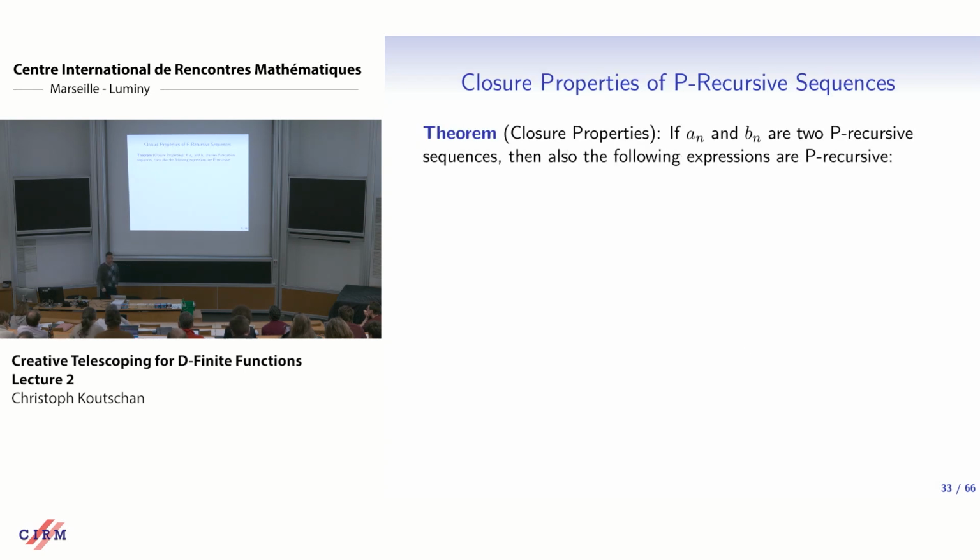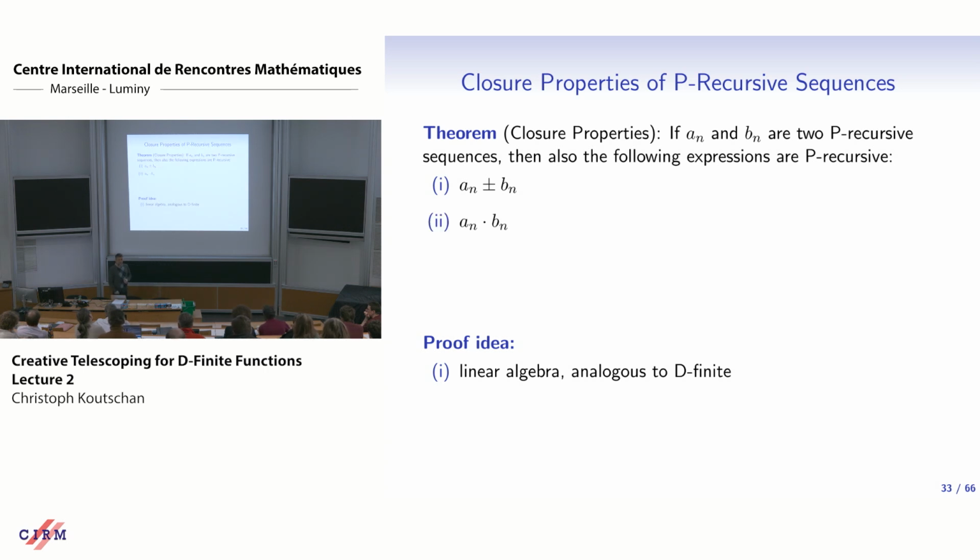Okay, about the closure properties, they are more or less the same as for D-finite functions. So this is also a good recap of Tuesday. If a_n and b_n are two p-recursive sequences, then their sum, respectively difference, is again p-recursive. And the proof, as we have seen, is done by linear algebra. It's very elementary. The product is again p-recursive, and I can say that also here the proof is the very same scheme. You express everything in terms of the basis and then you solve a linear system.